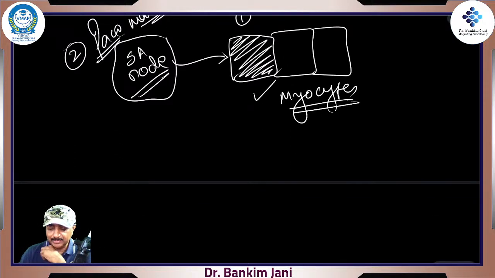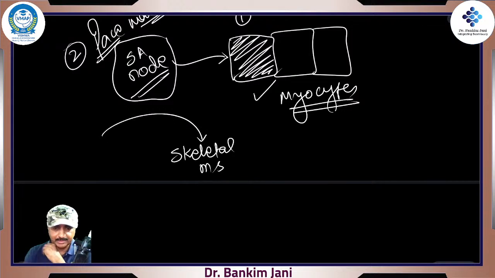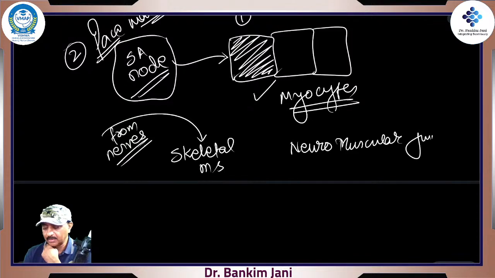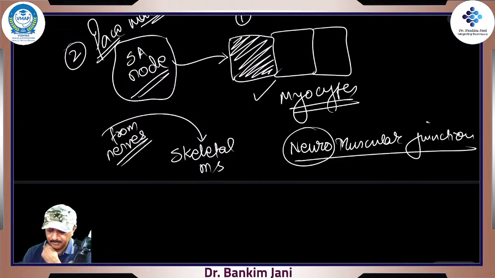If you really compare it with skeletal muscle, in skeletal muscle the impulse to contract comes from the nerves, right? So there would be a junction between the nerves and the muscle, and that is what we call the neuromuscular junction. Pretty interesting, right?